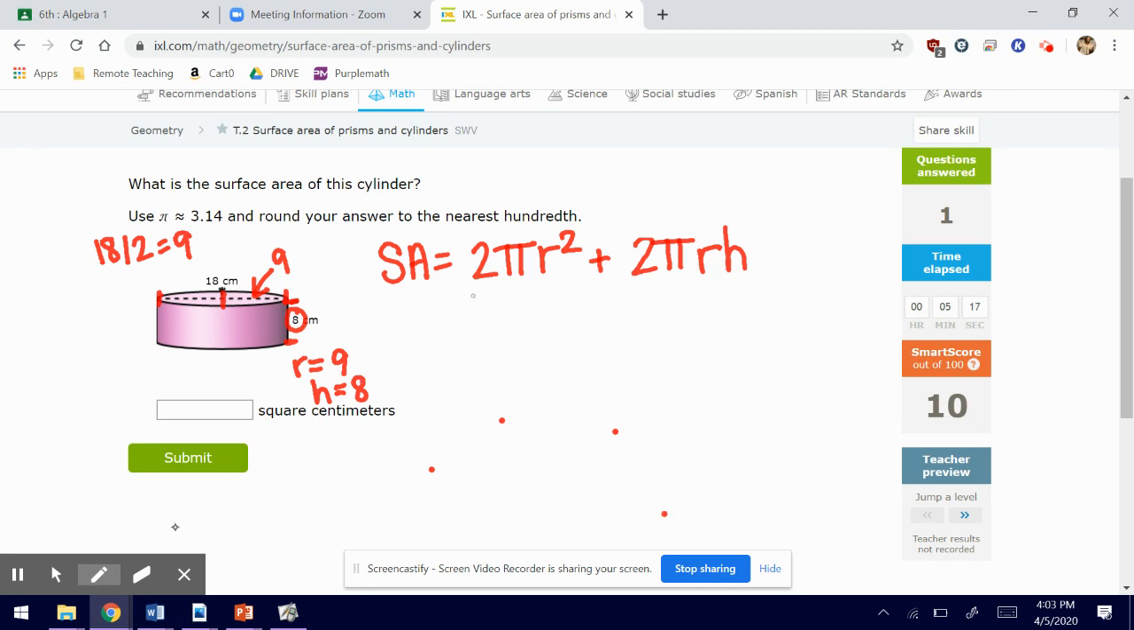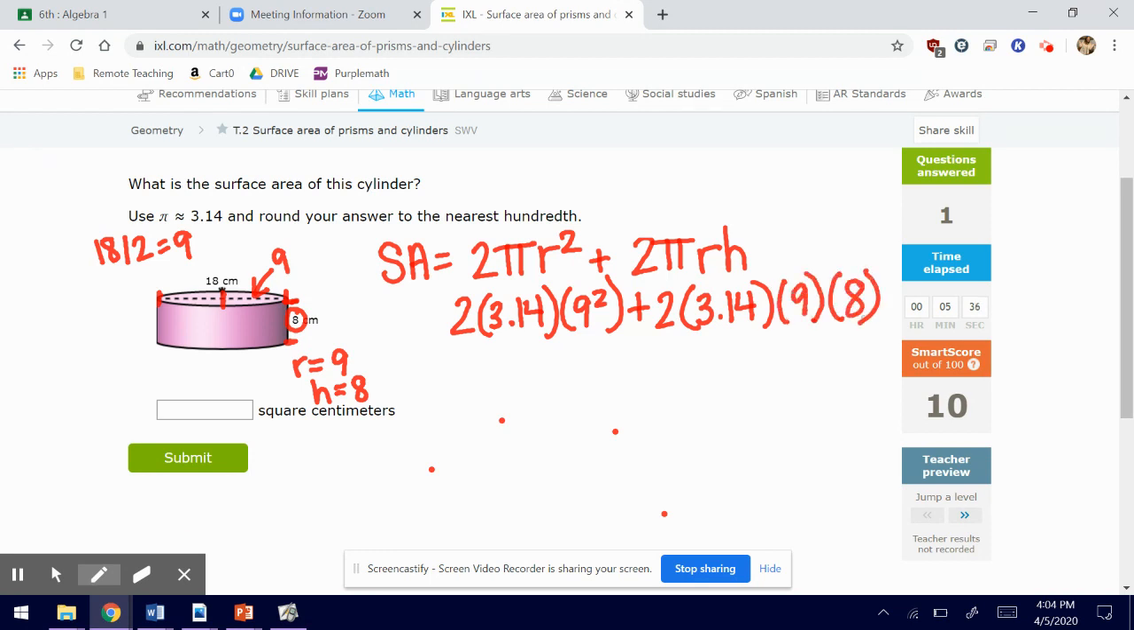Okay, so then I'm going to plug everything in. Bring down the 2. Instead of pi, we're using 3.14. And then r squared is going to be 9 squared. Bring down the plus, bring down the 2. Instead of pi, we're using 3.14. My r is going to be 9, and my h is going to be 8. Okay, I'm going to type this part into the calculator first. 2 times 3.14 times 9 squared, and that gives me 508.68.